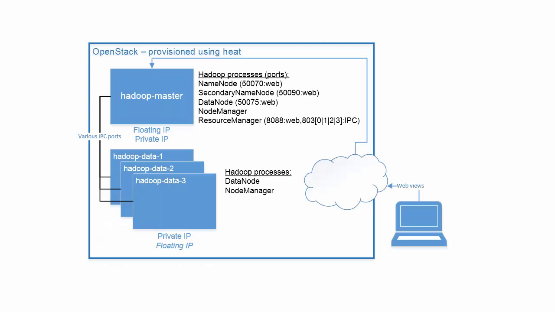Here's a quick picture of what we're trying to accomplish. Within OpenStack, we'll be using Heat to create a master node and an arbitrary number of data nodes. Heat will orchestrate all of the internal networking, the assignment of floating IPs, and other connectivity details so that the servers are ready for installation. And then we'll use Ansible to install each node based on its role within the cluster.